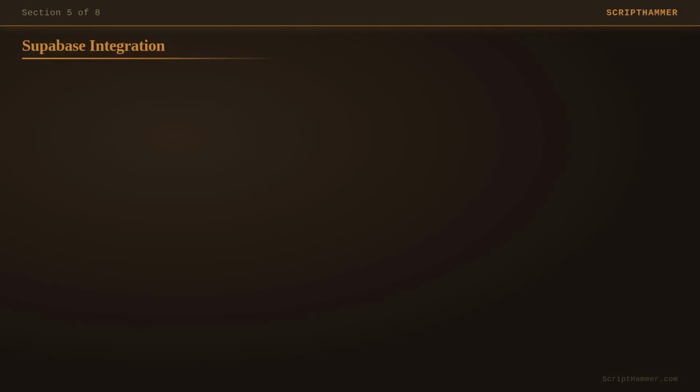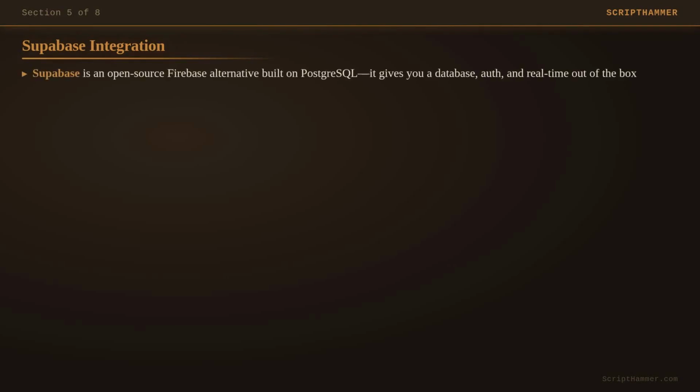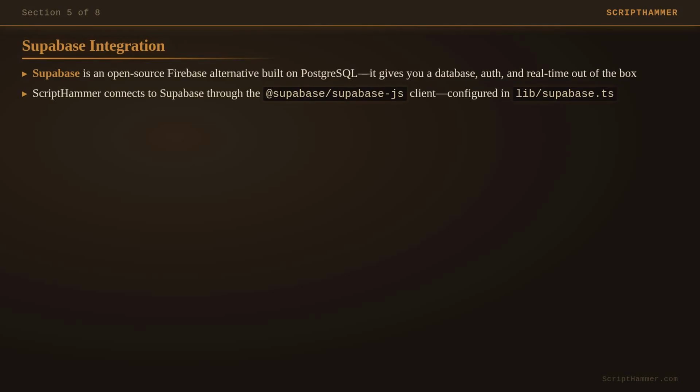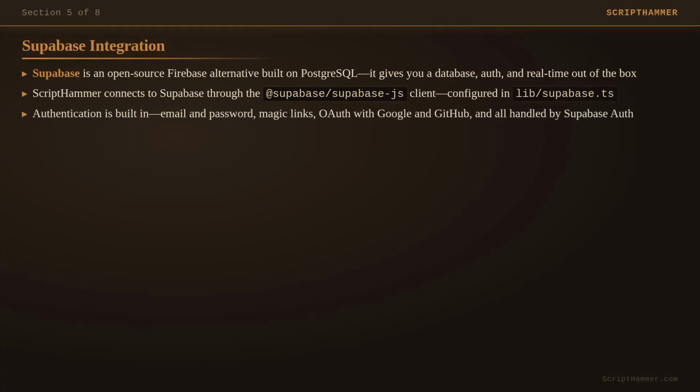Supabase integration. Supabase is an open-source Firebase alternative built on PostgreSQL. It gives you a database, auth, and real-time out of the box. ScriptHammer connects to Supabase through the @supabase/supabase-js client. Configured in lib/supabase.ts. Authentication is built in. Email and password, magic links, OAuth with Google and GitHub, all handled by Supabase.